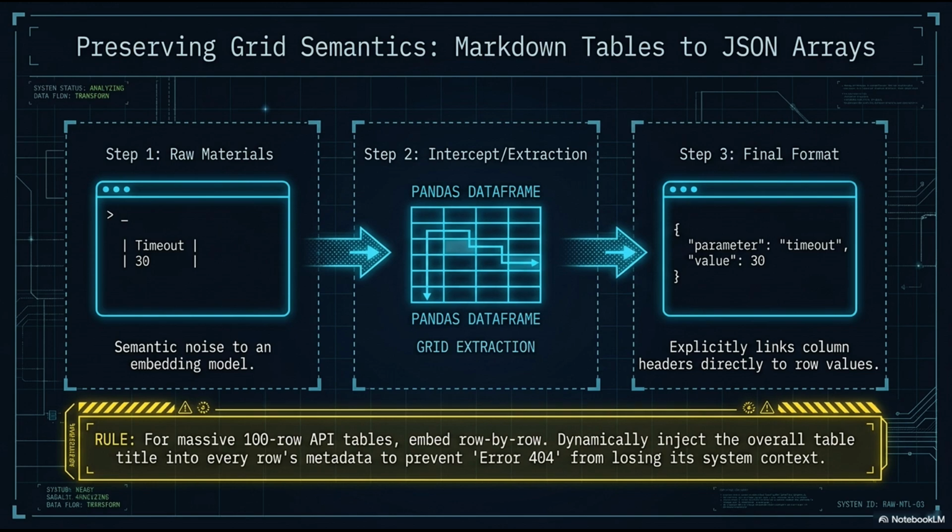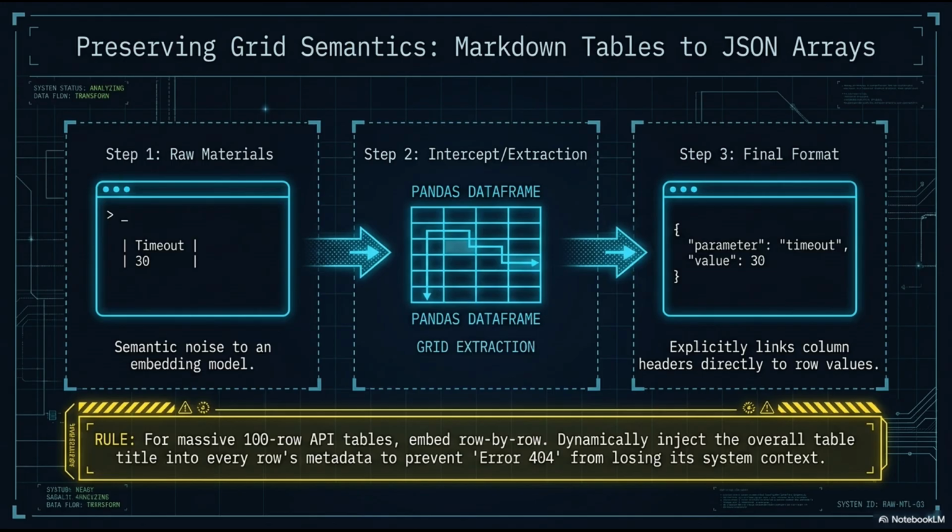Why JSON? Is it just because it's a cleaner data structure? It goes deeper than that. LLMs have been trained on billions of lines of code, APIs, configuration files. They have a profound native understanding of JSON structures. A JSON key-value pair explicitly semantically links the column header directly to the row value without relying on visual spacing. Oh, I see. So instead of a row that looks like timeout 31, Pandas transforms it into parameter name, timeout, default value, 30. The relationship is hard-coded into the text itself. The word timeout is explicitly bound to parameter name.